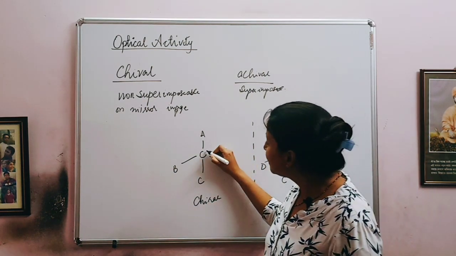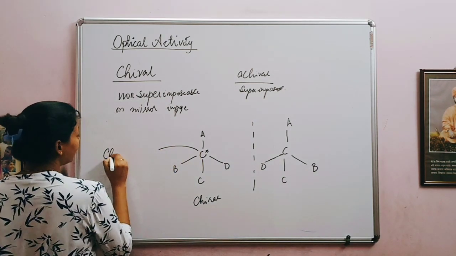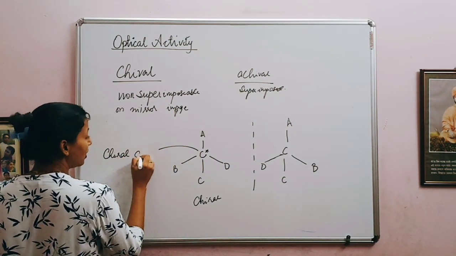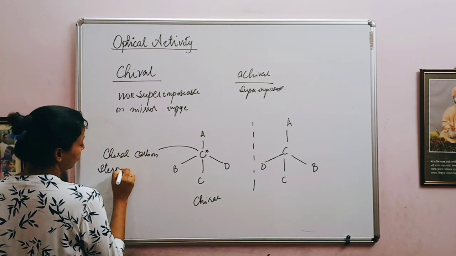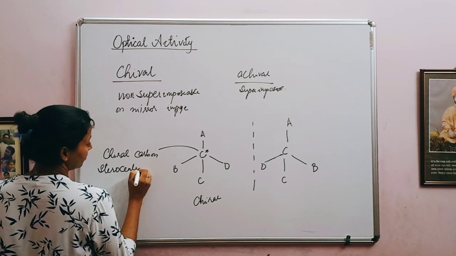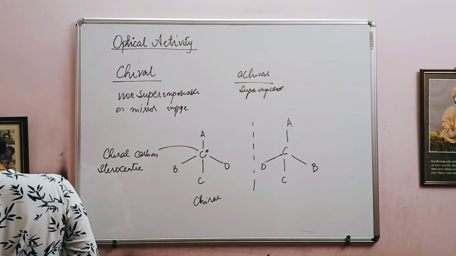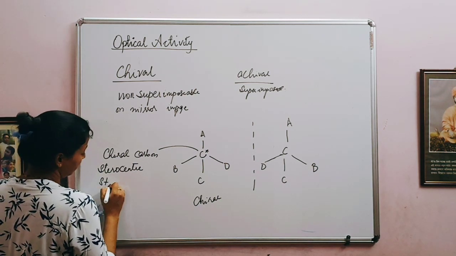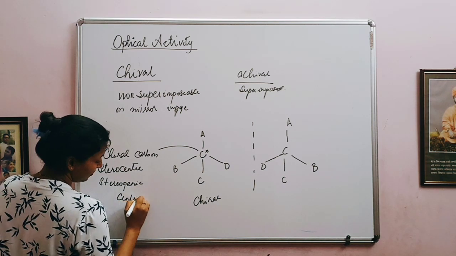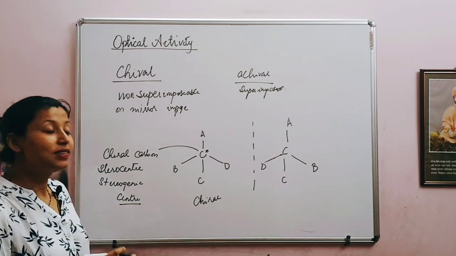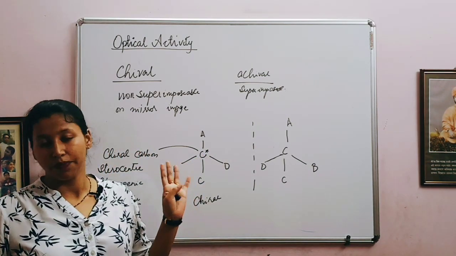This carbon will be called a chiral center or chiral carbon or stereo center, or it can also be called a stereogenic center. That means the requirement is that the carbon should be bonded to 4 different groups.